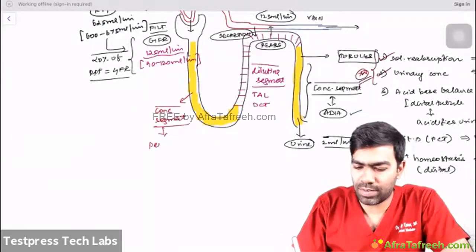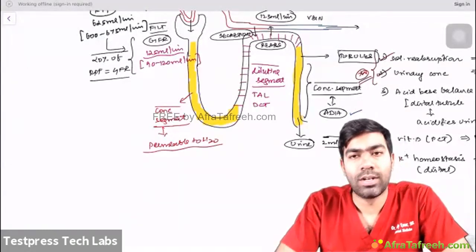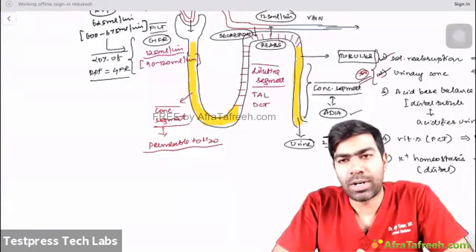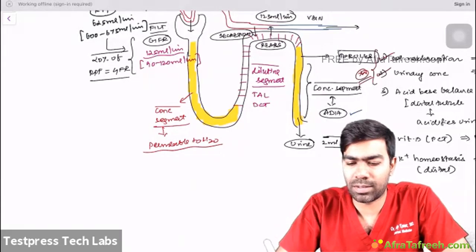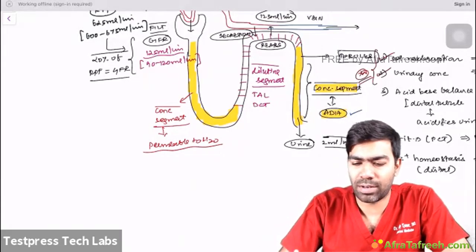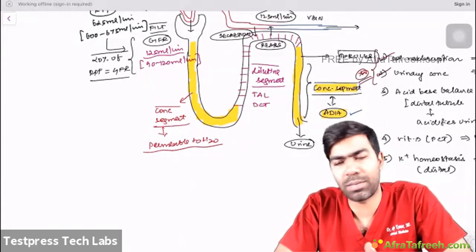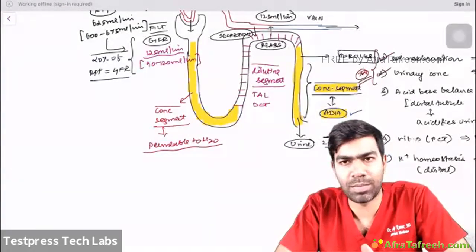Why? Because they are freely permeable to water. Next important point. Remember, even though the distal part of the nephron is a concentrating segment, especially the collecting duct, their permeability depends on availability of ADH. If ADH is available, they will be permeable to water. If ADH is not available, they will not be permeable to water.